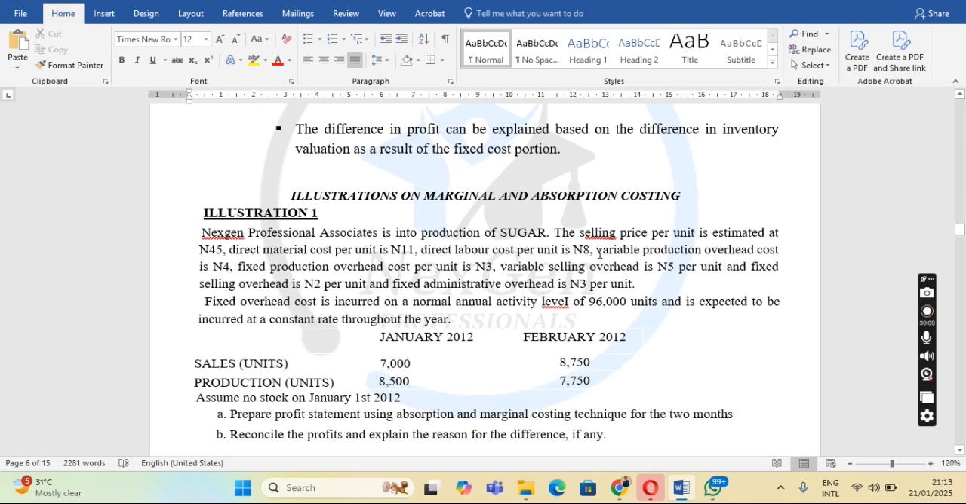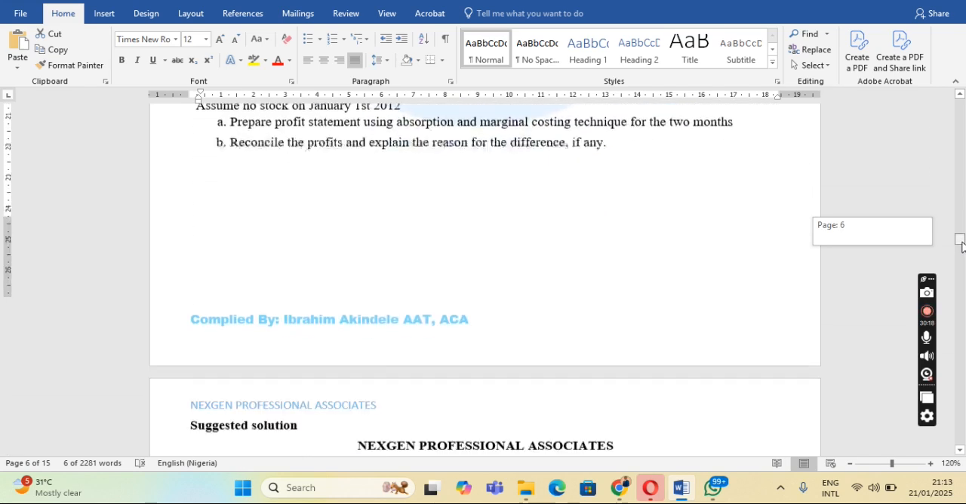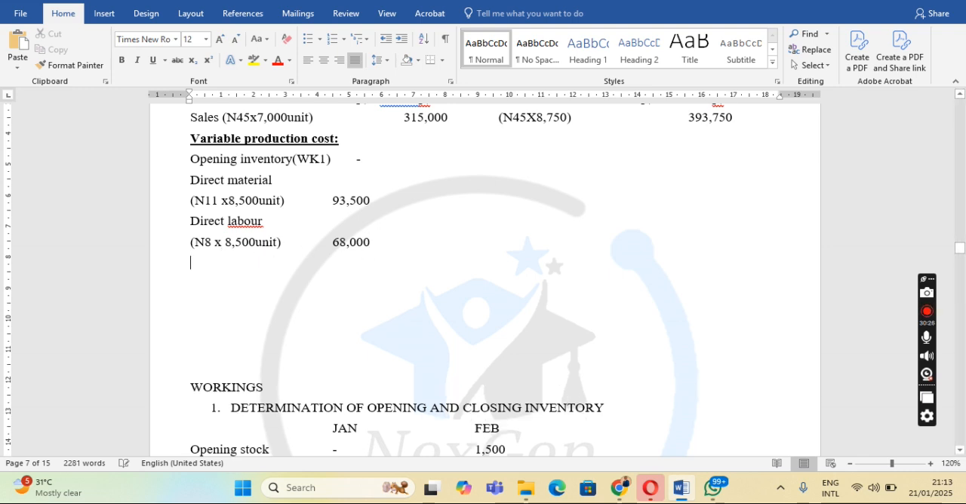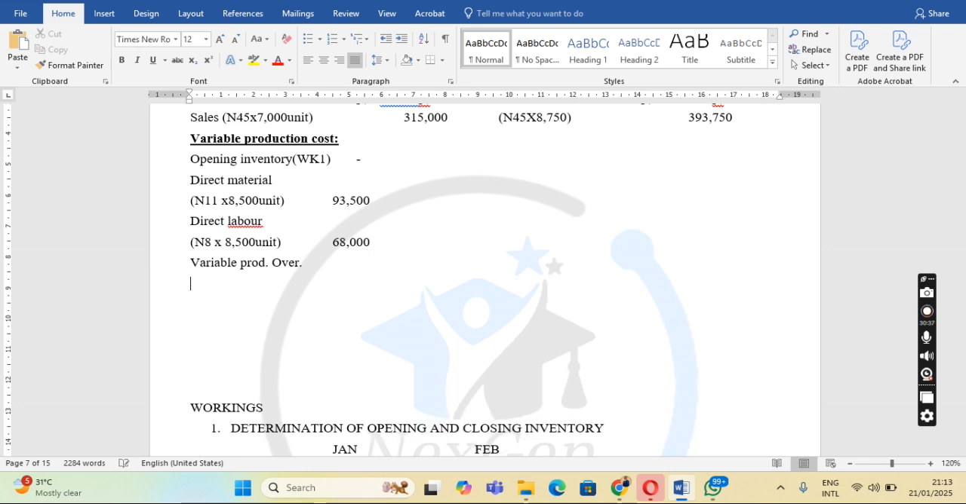So after the direct material, which other variable costs are we given again? You can see that we're given variable production overhead cost, VPO, which is 4 naira per unit. Are you seeing it? You are not a management accountant, right? Please don't use abbreviations in the exam, right? It's just for the purpose of this class.